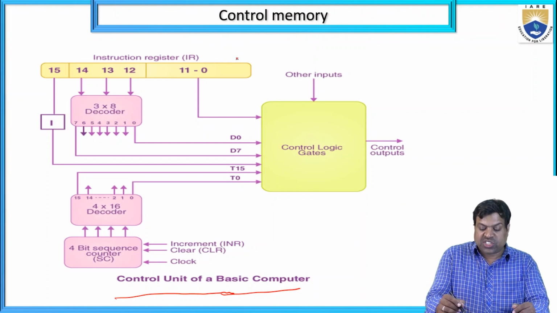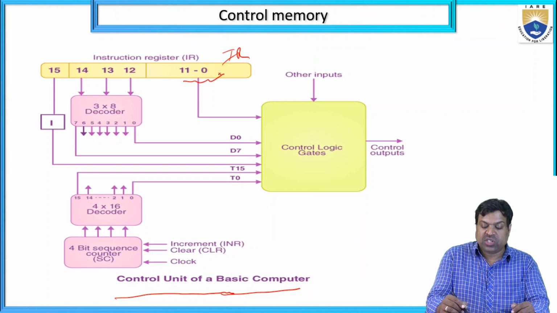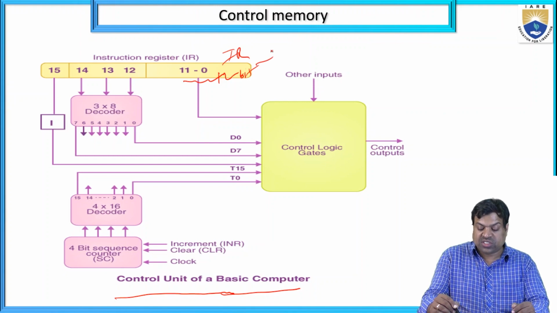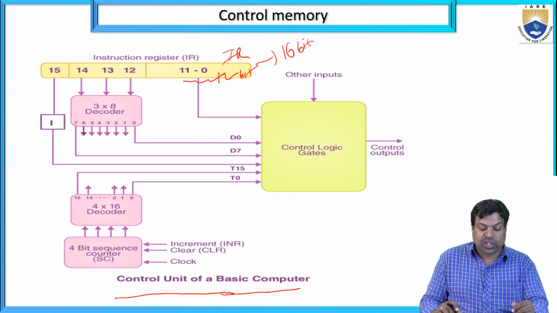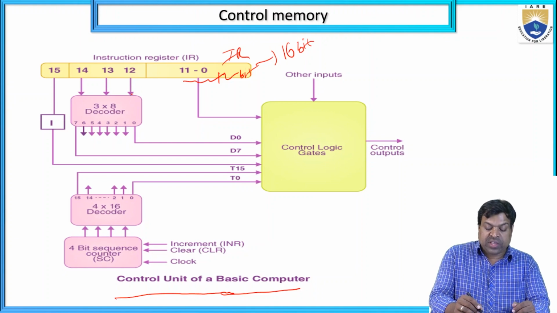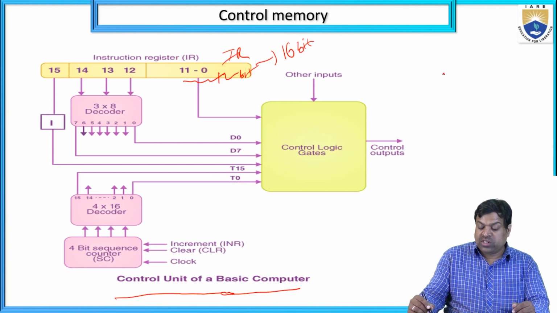Here, the instruction register IR takes bits 0 to 11, which means it is 12 bits of information. 0 to 11 means 12 bits, then 12, 13, 14, 15, so a total of 16 bits. These three bits, 12 to 14, go to a 3-to-8 decoder. So what is a 3-to-8 decoder?